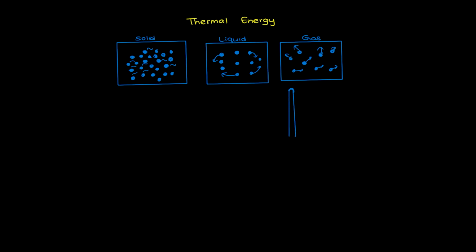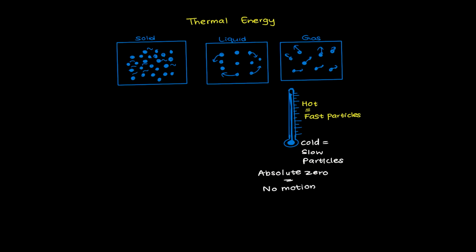Temperature measures how fast particles are moving on average. Hotter objects have faster moving particles. Colder objects have slower particles. Absolute zero, the coldest possible temperature, is when particle motion stops entirely.